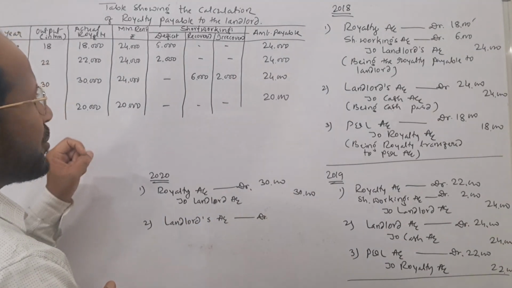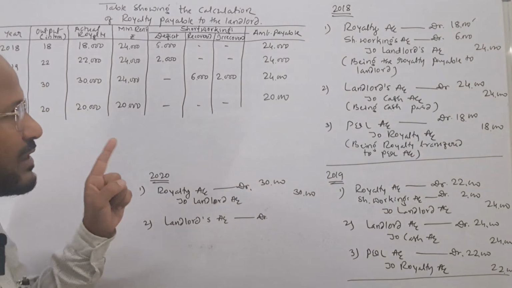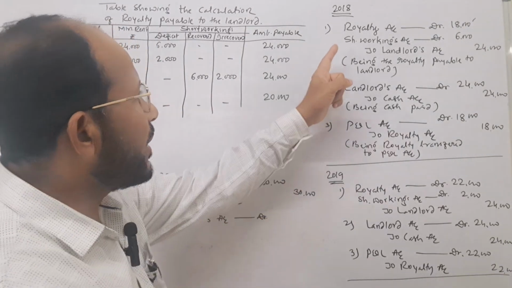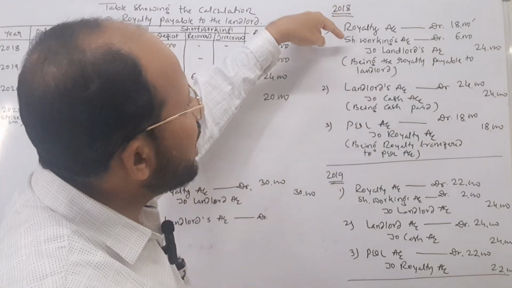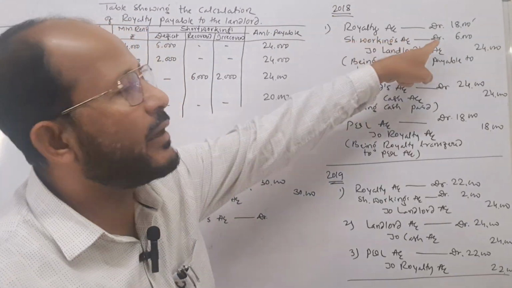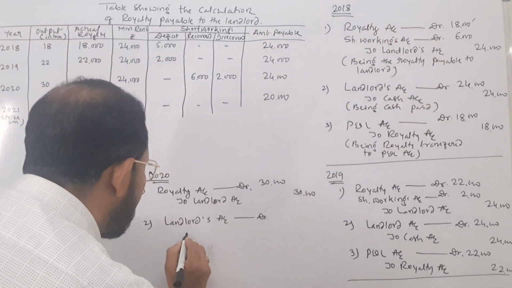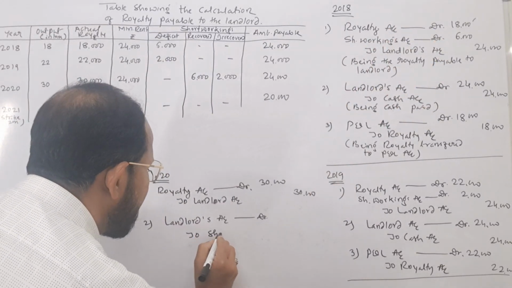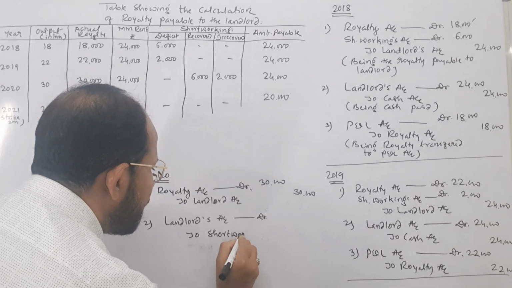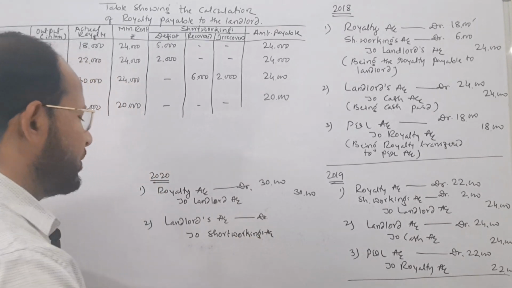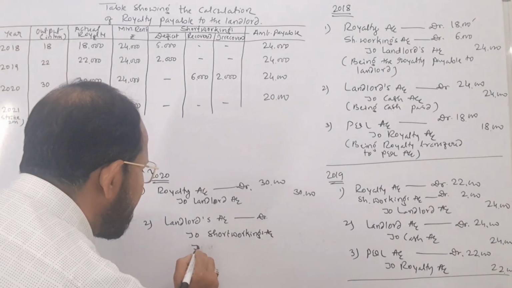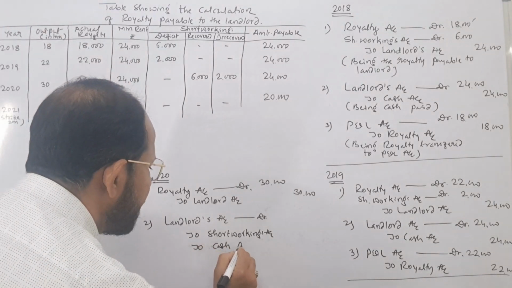Next one is short workings amount is there, that is why here the company is going to recover the short working amount. Here you see short working account is debited, right? That is why here we have to write to short workings account. Next one is to cash account. This is the entry to cash account.